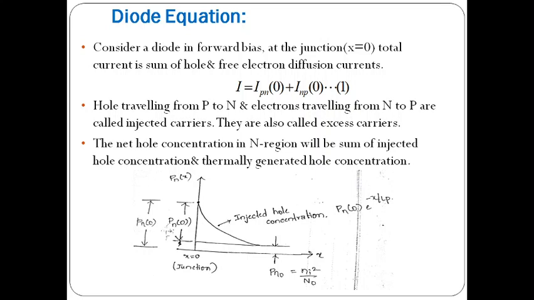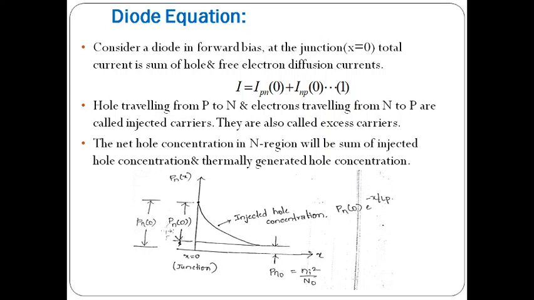It is equal to ni square by Nd. We know it is minority charge carriers, so minority charge carriers are always represented with the small p, from the law of mass action, ni square by the majority charge carriers Nd in the N region. So Pn of x are holes accumulated at x equals 0 which are ready to enter into the N region.